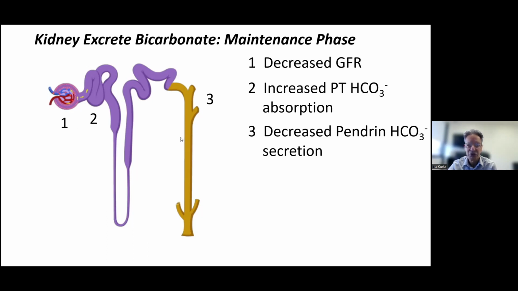So there's three concepts here. One is there's less bicarbonate coming through all the filters in our kidneys, less bicarbonate coming through the glomeruli, less excreted. Of that load, more is absorbed. That's the proximal tubule. And pendrin cannot secrete bicarbonate normally. And that has to do with the fact that it's a chloride bicarbonate exchanger. And with less chloride coming into the lumen here, there's less bicarbonate secretion.